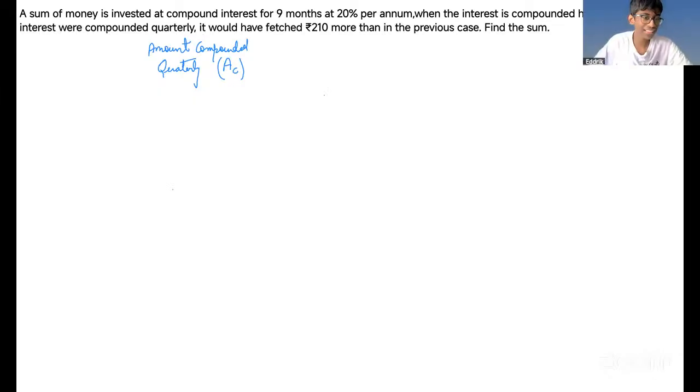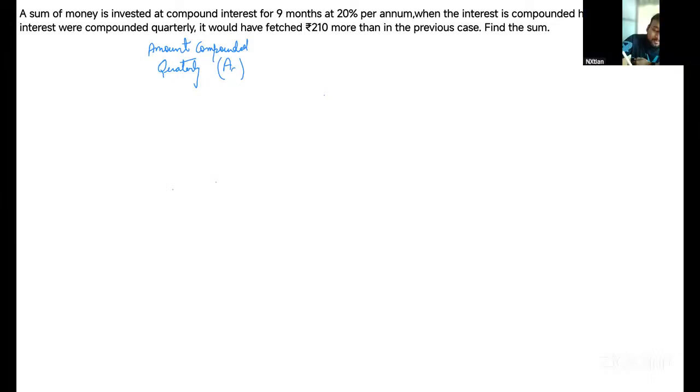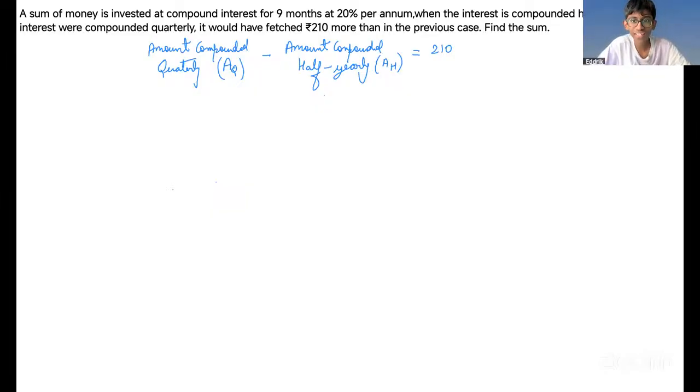No, why did you write A C? AQ minus AH is equal to 2. A minus A.